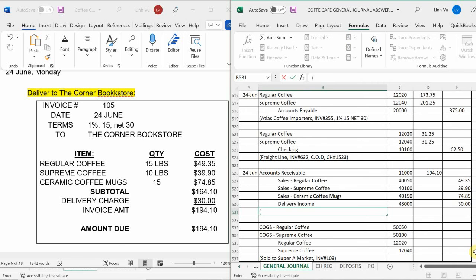Okay. Let's change up my description because this time I sold two. The Corner Bookstore, invoice number 105, terms. I gave Corner Bookstore 1%, 15, net 30.